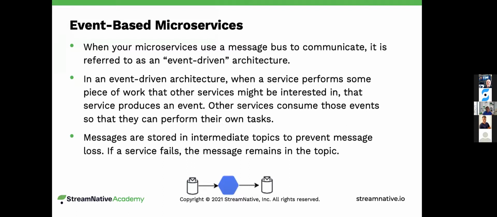So just to give a rough definition, make sure we're on the same terms. When I'm saying event-based microservices, I'm saying anything that uses a message bus to communicate, I refer to as an event-driven architecture. So the key characteristic of an event-driven architecture is when a service performs a piece of work in response to an event. So an event comes in, the service gets triggered, and then it creates some output that other services might be interested in, right? So one or many, again, that's that one-to-many communication protocol. And it produces an output as an event. So then other services can then consume those events so that they can perform their tasks as well.